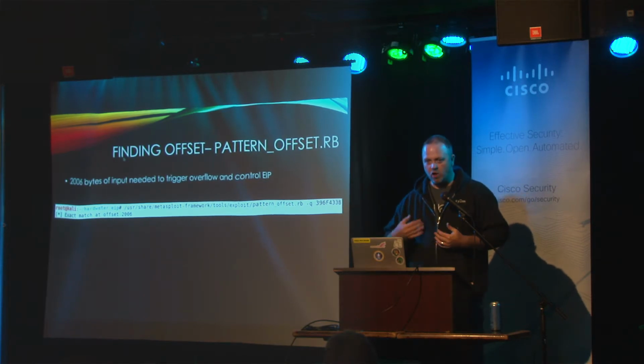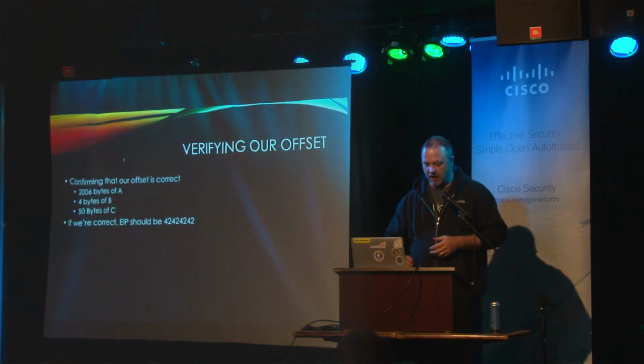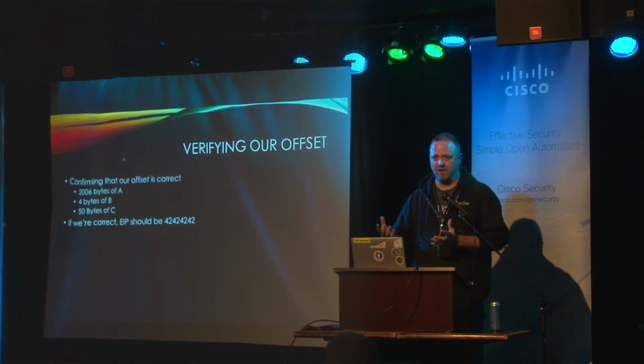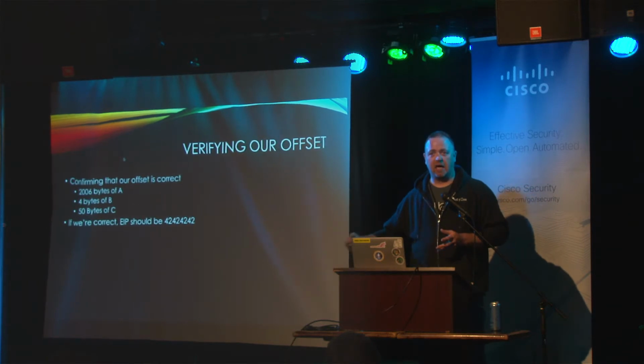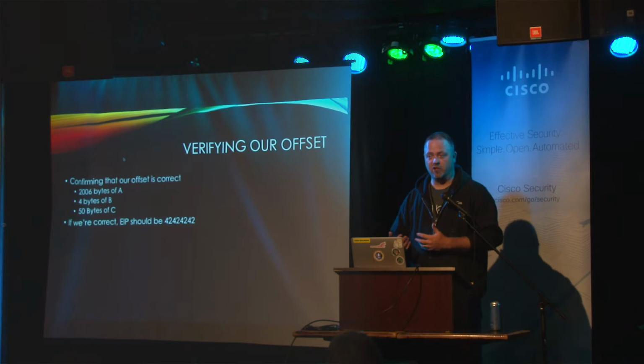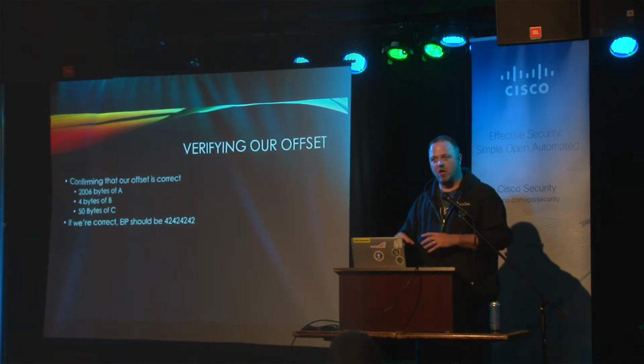So we're going to need to validate that. We want to make sure that it is 2006 bytes. So we're going to send in 2006 bytes of A's, 4 bytes of B's, and then some number of C's. And if we are correct that 2006 bytes is how many bytes it takes in our input to the TRUN command before we overwrite the return address, it will be 42, 42, 42, 42, because that is the hex representation of an ASCII capital B.